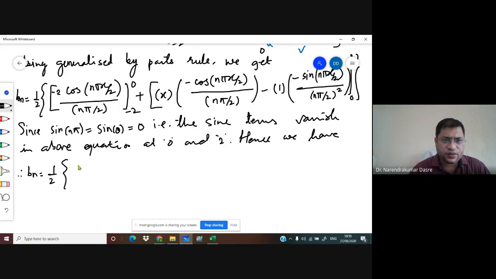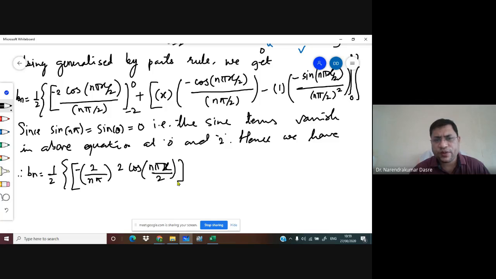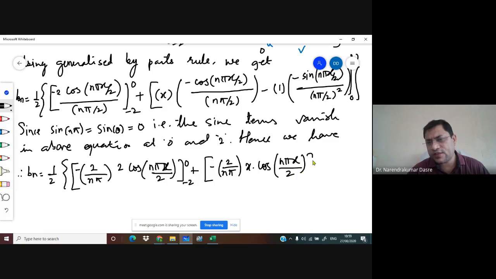And hence, we will get Bn is equal to half of, here I'll have 2 upon n pi, minus, I'll take here 2 cos of n pi x by 2, and the limit is minus 2 to 0. Plus, we'll have here minus 2 upon n pi x into cos of n pi x by 2, with limits 0 to 2.